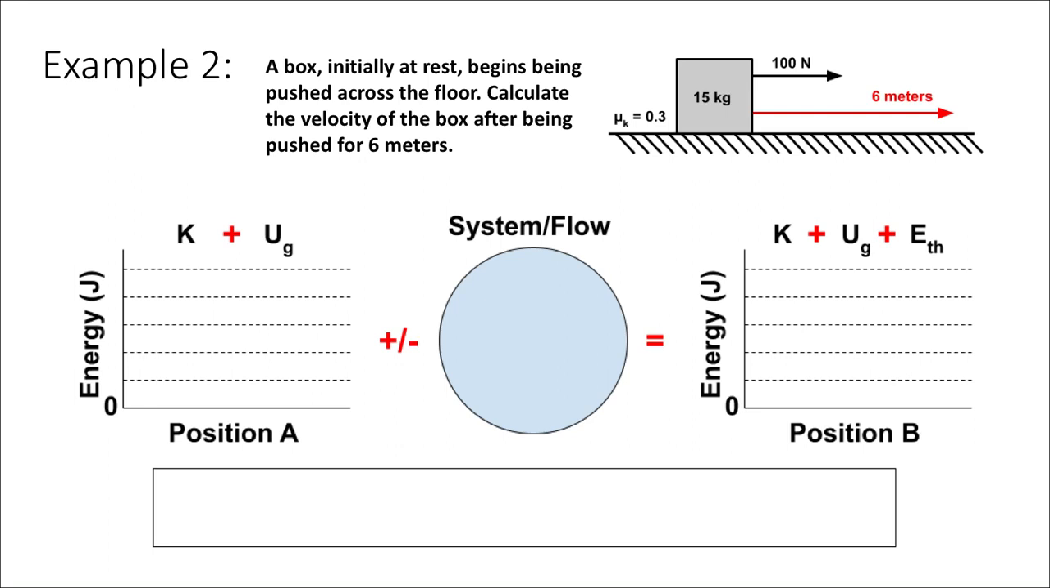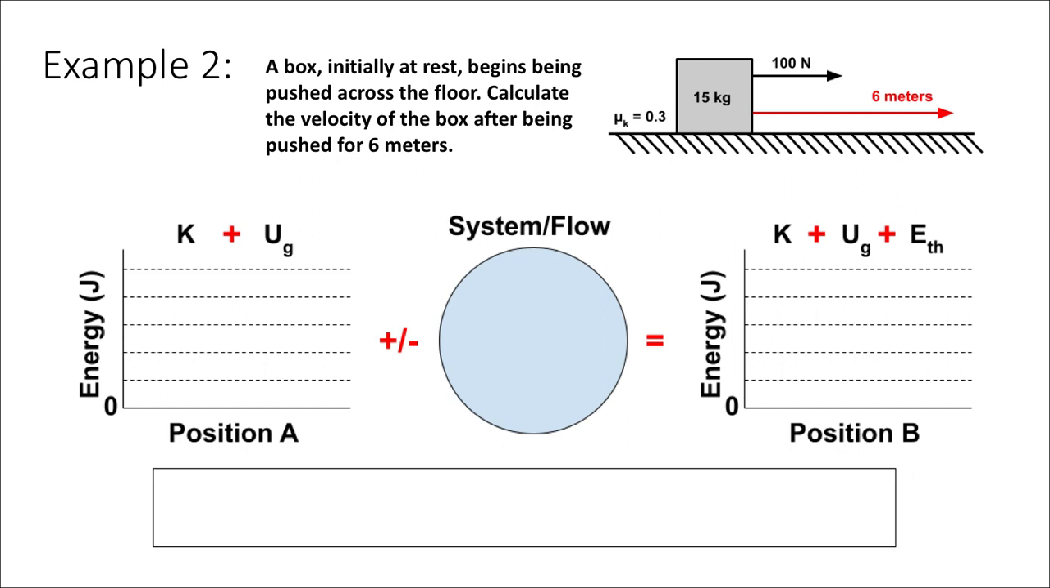All right, let's take another look at an example involving work and energy. We have a box initially at rest that begins to be pushed across the floor. We're going to calculate the velocity of the box after it's been pushed for 6 meters. The box is still moving at this point. We're just looking at a snapshot in time after 6 meters of being pushed with a constant force. What is the velocity of that box? So let's take a look right now.